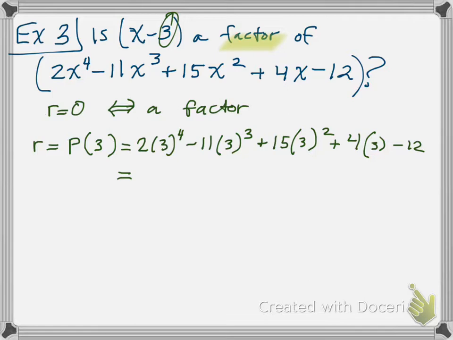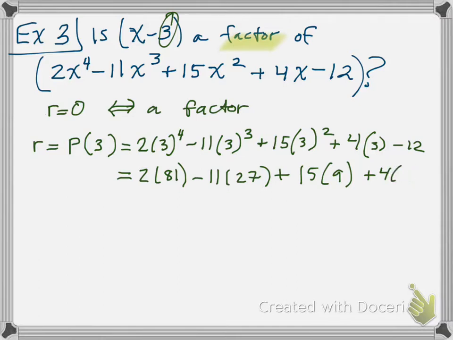But here, I know 3 to the fourth power is 81, so this is 2 times 81. And then 3 to the third power is 27. And then this would be plus 15 times 9 plus 4 times 3. Oh well, I might as well just write 12 at that point. That's 12, and then we have bring down that negative 12. Now, one thing I noticed right away is that positive 12 and negative 12 are going to cancel each other out. So I can just peel that part away and ignore it. And then I can continue with my simplification.